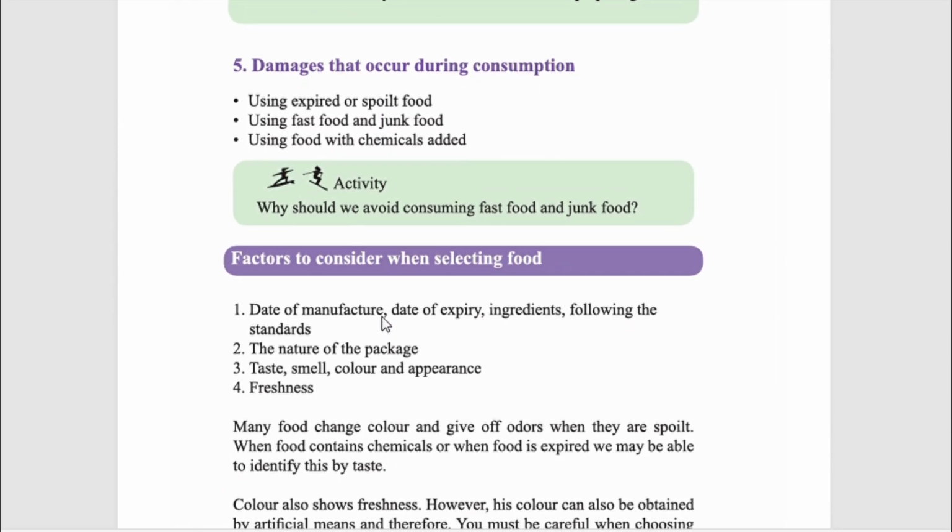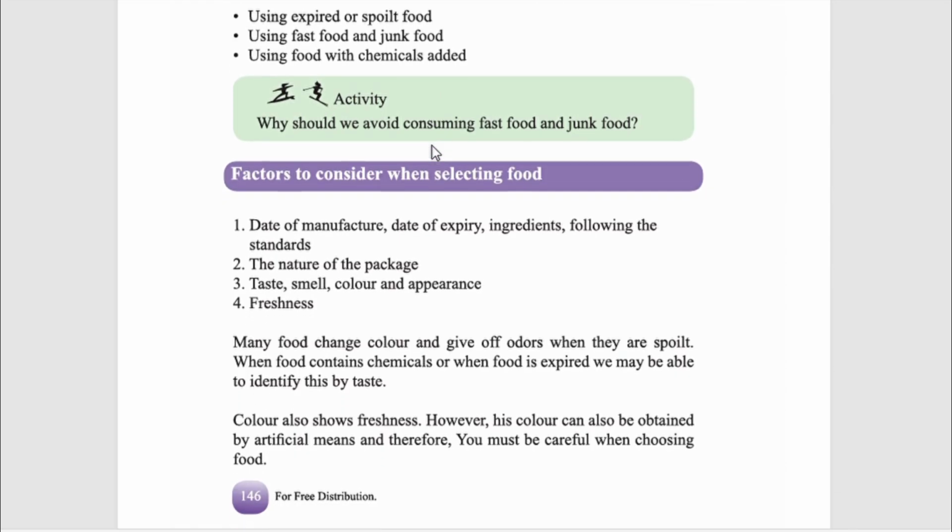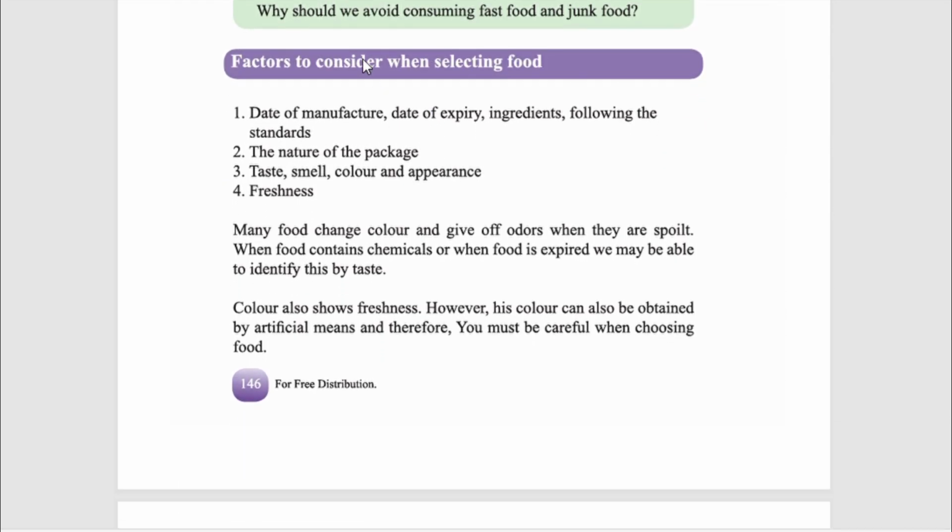our attention to. Damages that occur during consumption: using expired or spoiled food, we have to check. Using fast food and junk food, we have to be very aware before we use. Using food with chemicals added, these factors are very important. Factors to consider when selecting food.